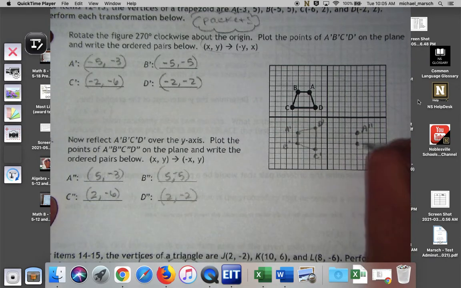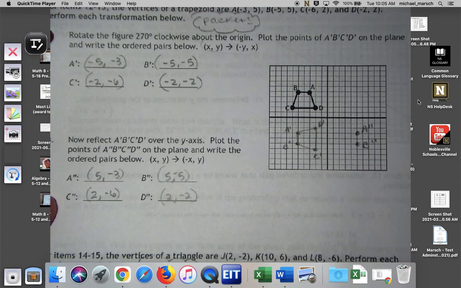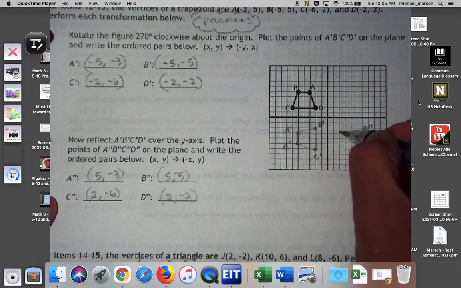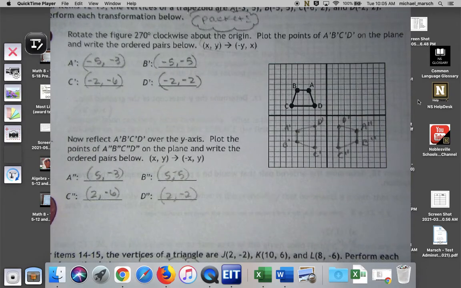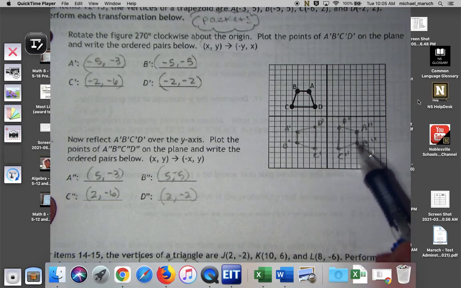Negative 5, B prime prime. Over 2, negative 6, C prime prime. Over 2, negative 2, D prime prime. So there is my compound transformation. I did clockwise and then I reflected. 14 and 15 are similar.